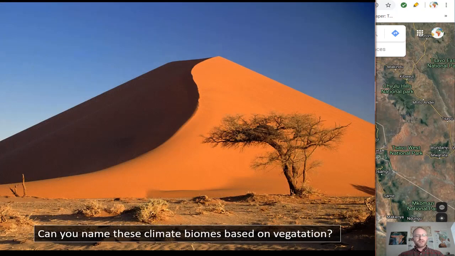Now finally, this picture is a hot desert in North Africa. Very little vegetation occurs in the Sahara Desert, and when it does, it usually consists of small trees located here and bushes located here. Now the soil is dominated by sand and has very little nutritional value.